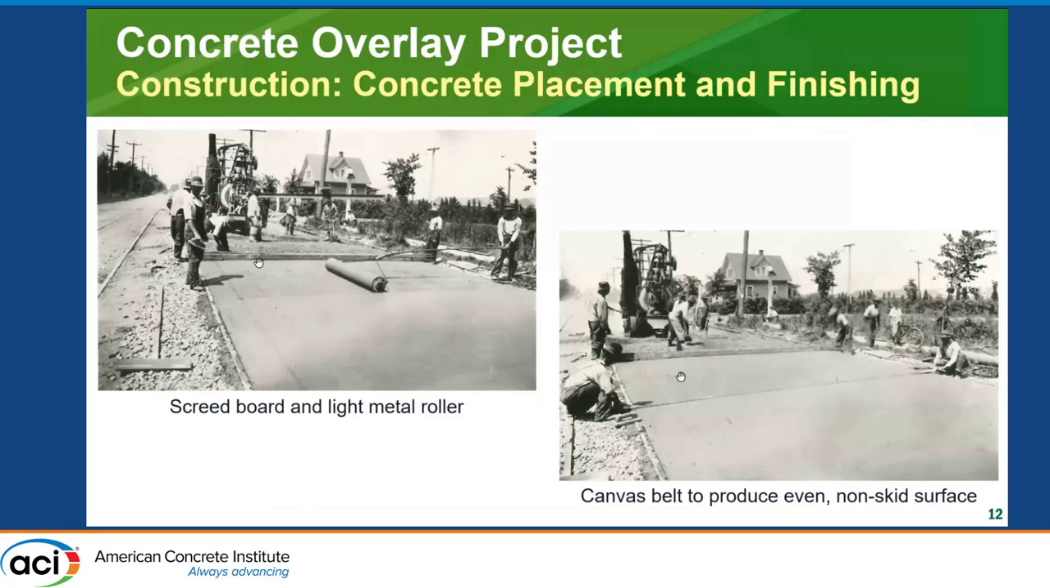After the placement of the mesh and then the top placement of the second layer of concrete, they finished it off with a screed board and then what they called a light metal roller to kind of provide some smoothness to the surface. And then the final step was just to use a canvas belt that they work back and forth to kind of, again, help provide some overall smoothness and also to provide some surface texture, something to promote some surface friction so that you wouldn't have skidding issues on the particular project.